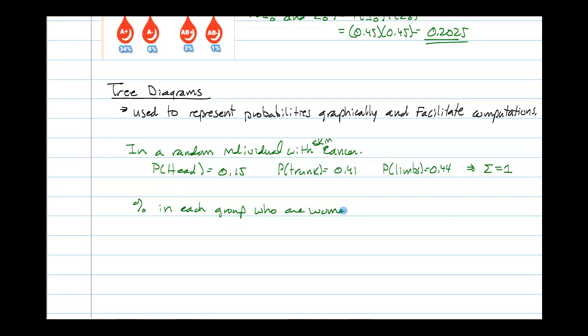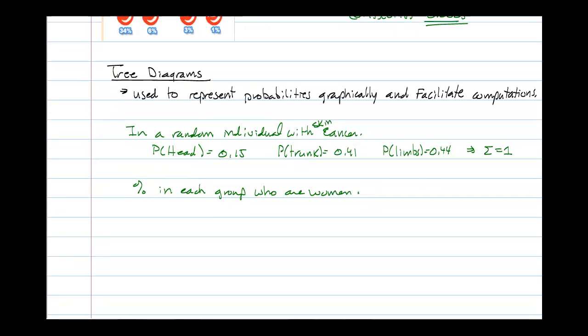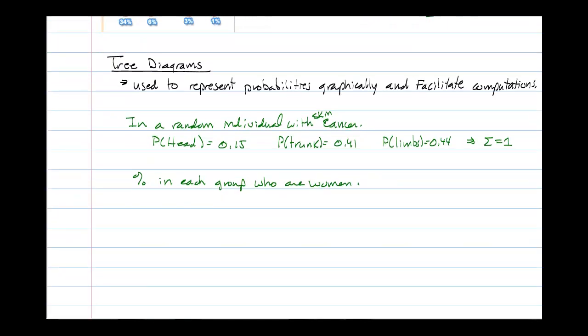Now we're going to have a lot of numbers running around here, and it gets kind of ugly, so that's why it's important to be able to take this information and either put it in a table or in a tree diagram. So the probability that we're looking at here is the probability that, given I know that the skin cancer is located on their head, what's the probability that that patient is a woman? That would be about 56%.